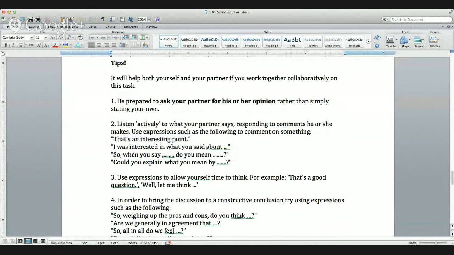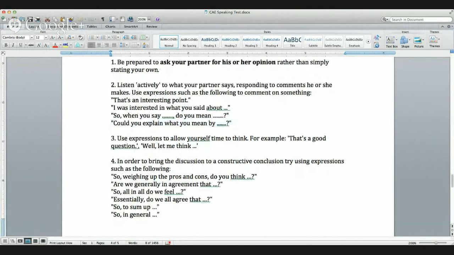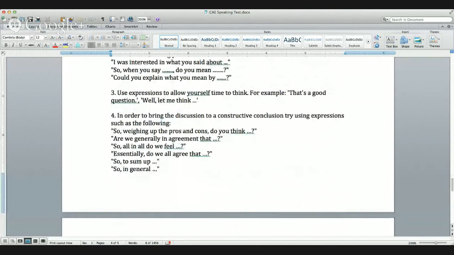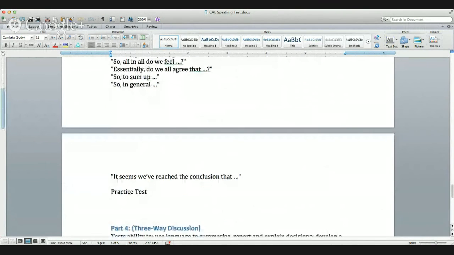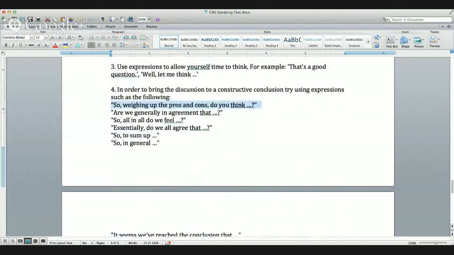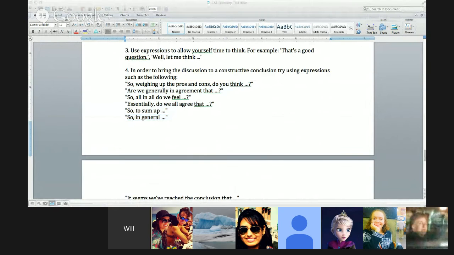You say, that's an interesting point. So when you say this, what do you mean by that? Could you explain what you mean by? Again, you're a team, and you want to talk with each other like that well. You can also use expressions to let yourself think. So you say, that's a good question. Well, let me think about that. These are all ways to make the conversation more natural. And again, little things to give indications of where you are in the conversation. Are we in agreement that? So to sum up, so in general, it's these little things that help you talk with each other, have the interviewer understand what's happening in the conversation, and honestly make you sound more like a native speaker.